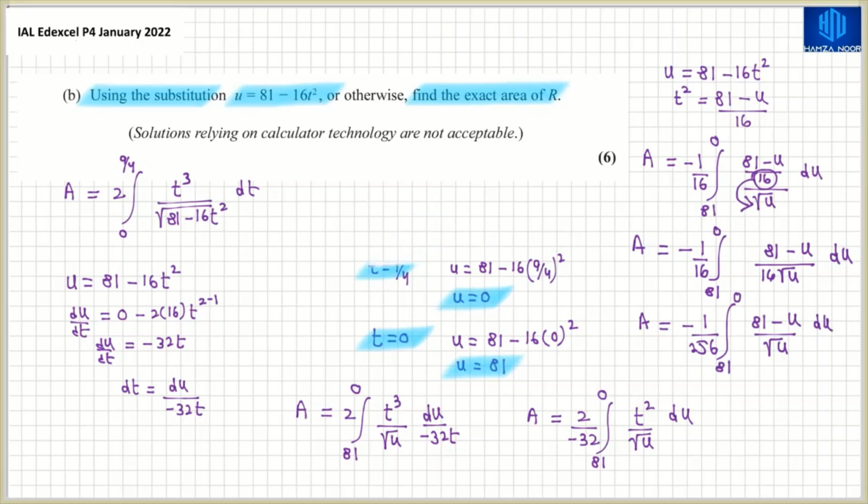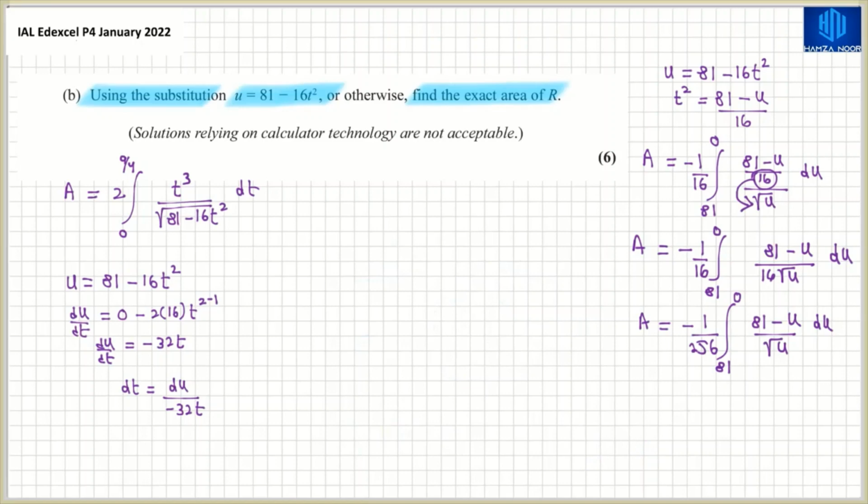So now I'm going to erase the earlier working so that I can make a space on the same page. All right. So area is equals to minus 1 over 256 multiplied by the integration of 81 divided by under root u minus u divided by under root u. We need to integrate this with respect to u, with upper limit 0 and lower limit 81. So I have basically expressed the single fraction 81 minus u completely over under root u as two separate fractions.